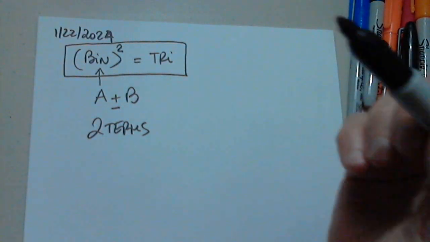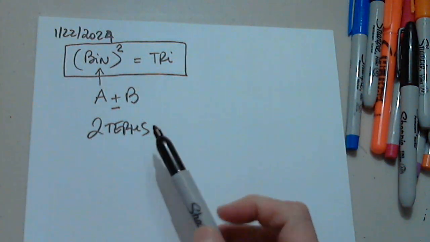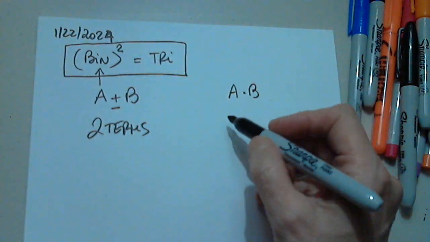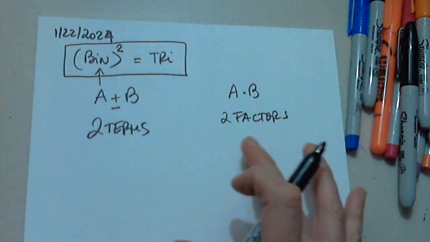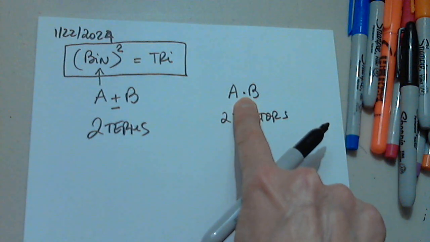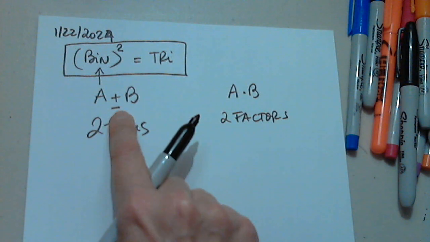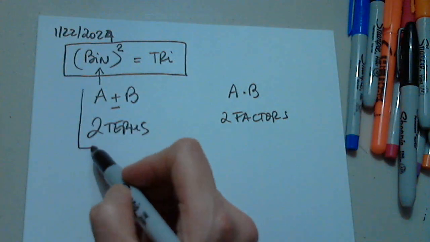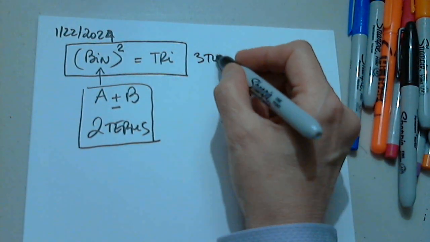That was cute. Okay, so a plus b, a minus b, these are two terms. What happens if we talk about a times b? These are not two terms. These are two factors. So the difference between terms and factors: factors are only connected by multiplication, and terms are connected by addition or subtraction. Of course, I can have more than two, but a binomial has only two terms. A trinomial has three terms.